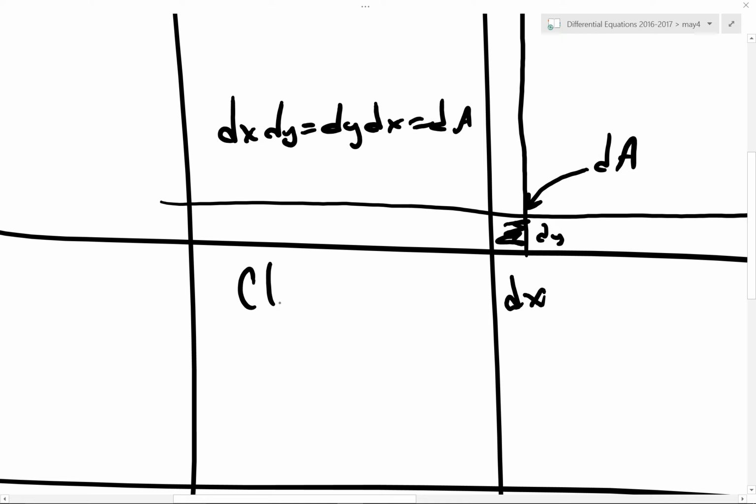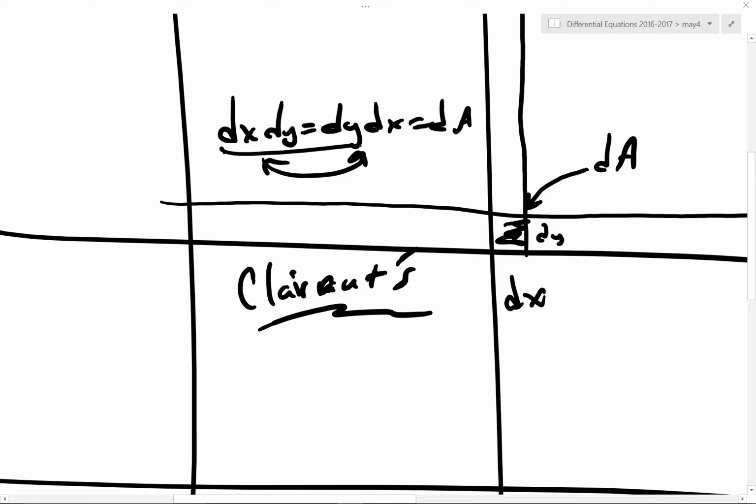And then a fellow by the name of Clairaut, I never spell it right, said that it's equivalent either way. Later on, when we do triple integrals, it'll be dx dy dz, dy dz dx. Notice that there's 2 ways to do this one. Later on, there'll be 6 ways. But they're all equivalent. Why don't you do it 6 ways? You don't. And why would you? Because you'd be an idiot to try that.